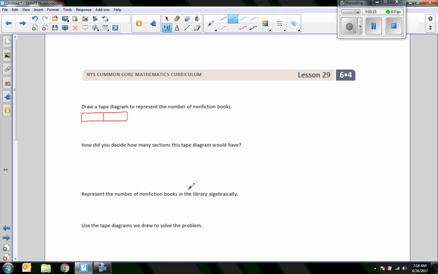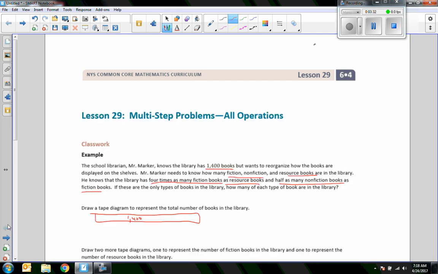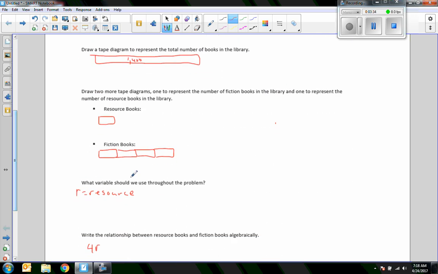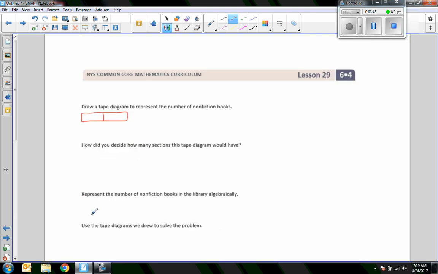Represent the number of nonfiction books in the library algebraically. Okay. Nonfiction, going back looking at our diagram so far, R is resource, 4R is fiction, and half of that is nonfiction, so half of 4R is 2R.